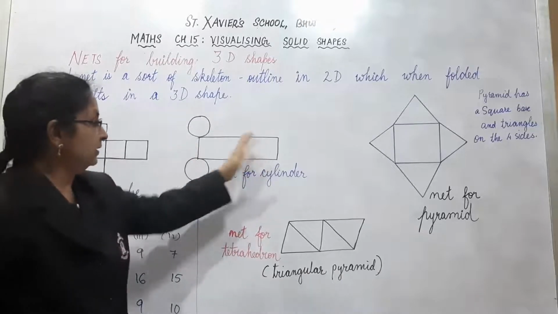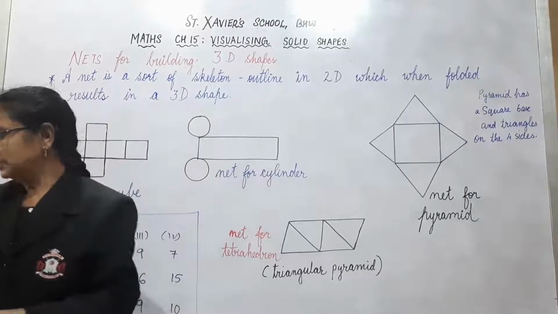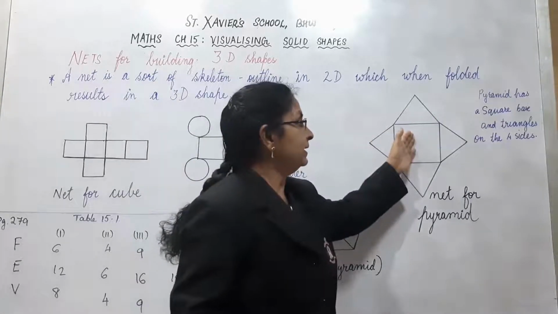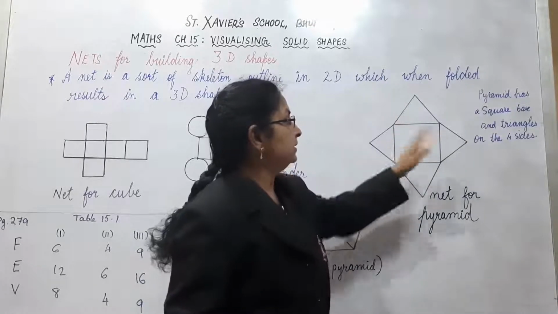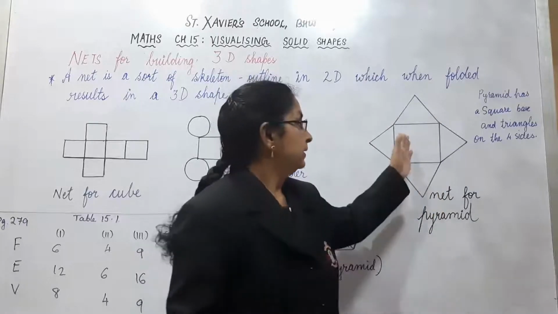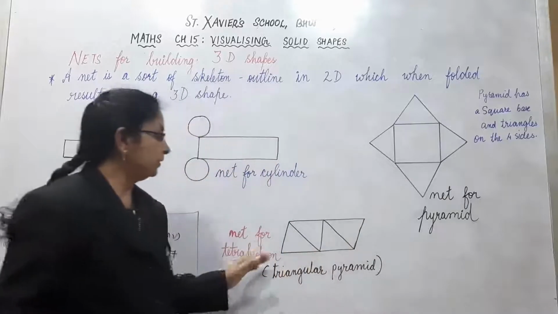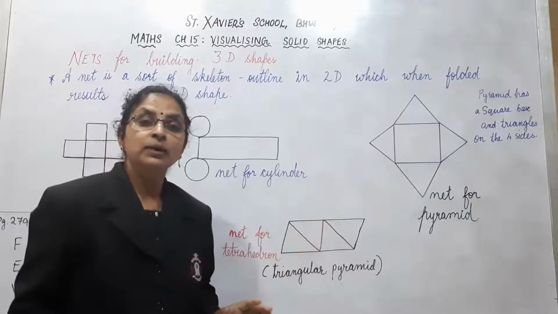When you roll it, this will be the top surface and this will be the bottom surface. And this is a pyramid. A pyramid has a square base and all the 4 sides are formed by triangles. That is a pyramid. And this is a tetrahedron, that means a triangular pyramid.